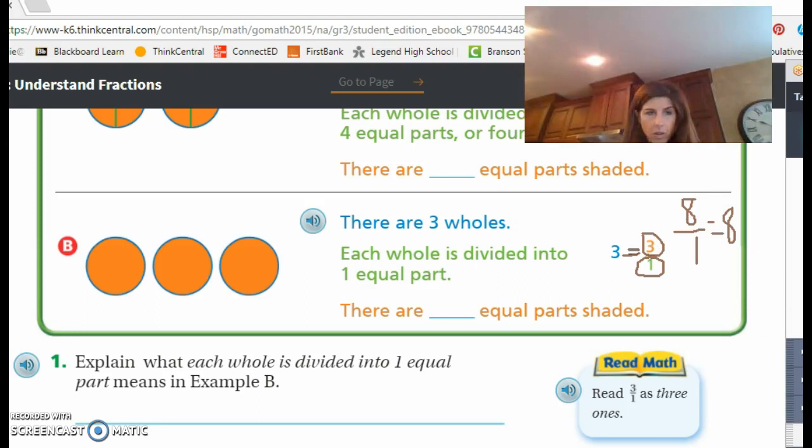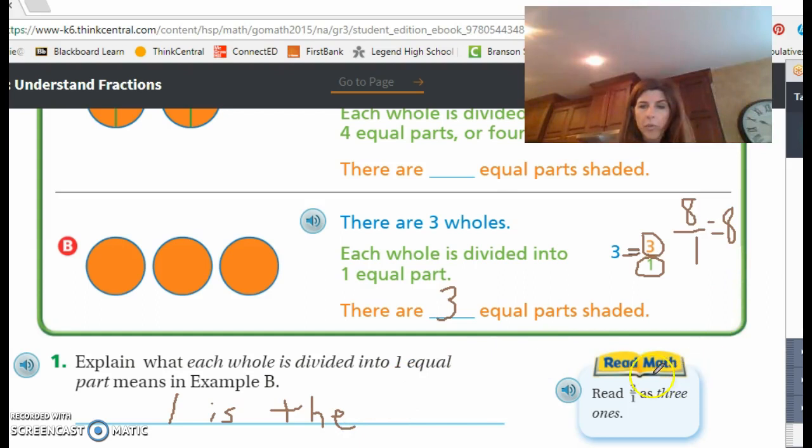All right, so explain what each whole is divided into 1 equal part means in example B. Okay, so here you're going to have that it's 3 equal parts that are shaded. Well, each whole is divided into 1 equal part. That basically means 1 is the denominator, and we've talked about that already. So you can say something like that.